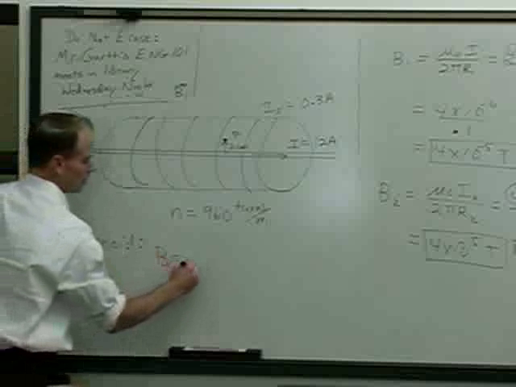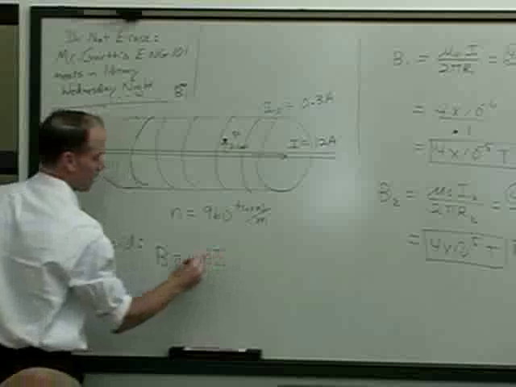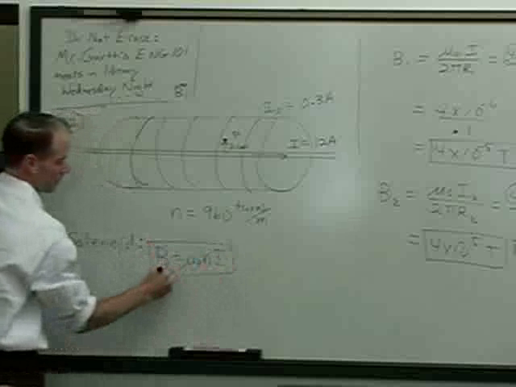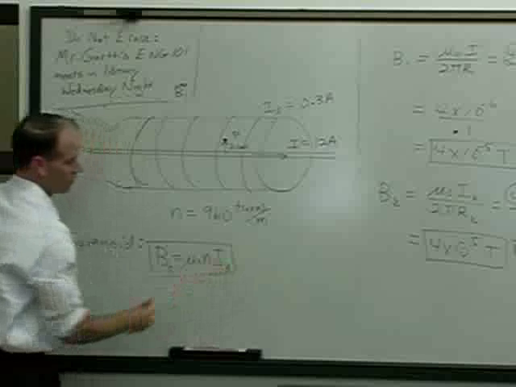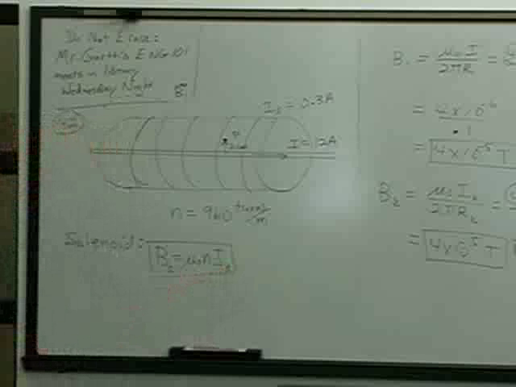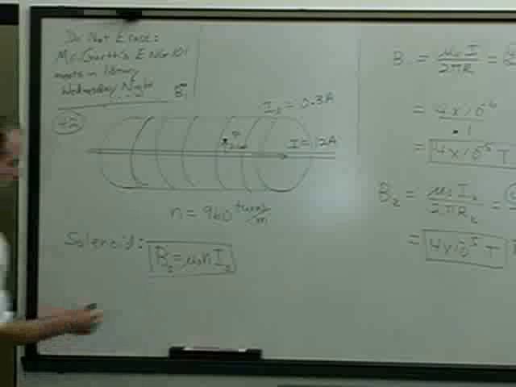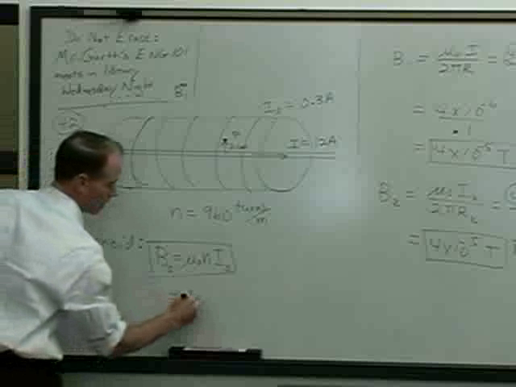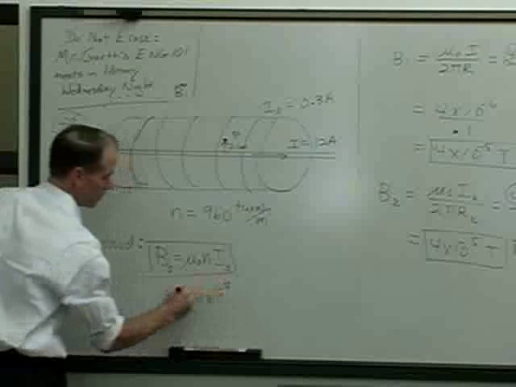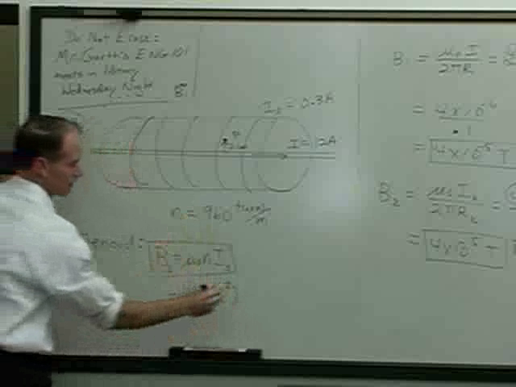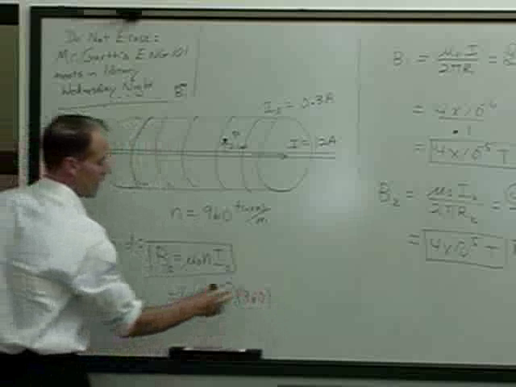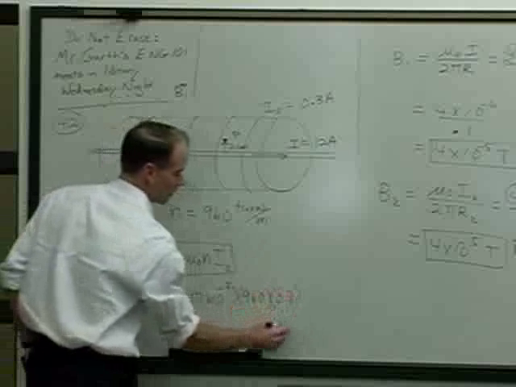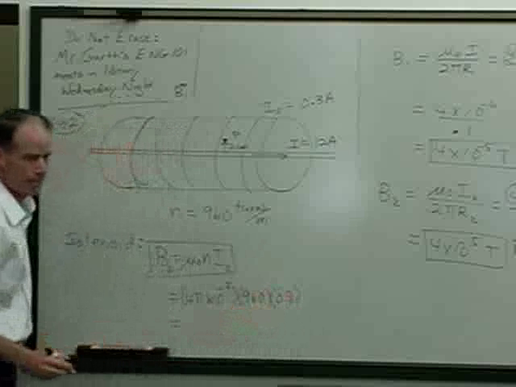Number of turns per length times pi. And this would be the current through the solenoid. So let's figure out what that is. That's going to be 4 pi times 10 to the minus 7. Number of turns per length was given, which was kind of nice, 960 turns per meter. And we have 0.3 amps going through the solenoid.